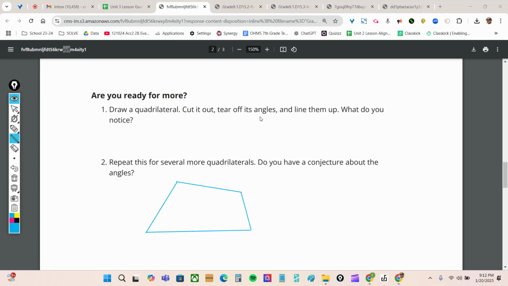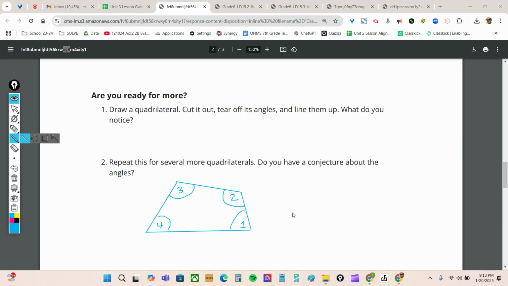Okay, cut it, tear off its angles, and then line them up. What do you notice? So basically you're going to put angle 1, then angle 2, then angle 3, and then angle 4. Then you're going to rip off these angles, and it doesn't have to be pretty. You're going to try to arrange them and connect the angles.